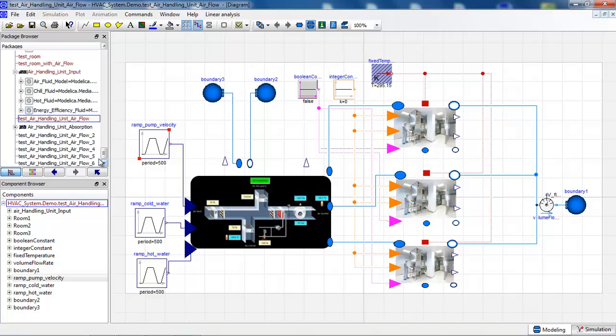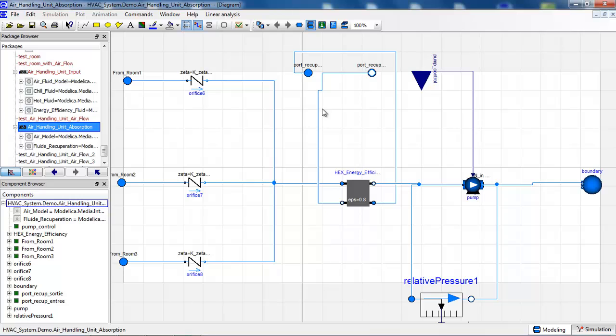So our model will become more and more complex now, because we will add a new part for the air handling unit, which is the absorption part. It's basically the same idea as the input part, and I will have 3 interfaces from air coming from room 1, room 2 and room 3, different pressure losses, a heat exchanger for energy efficiency, and a pump that I can control here, and a boundary condition, which is the external air.